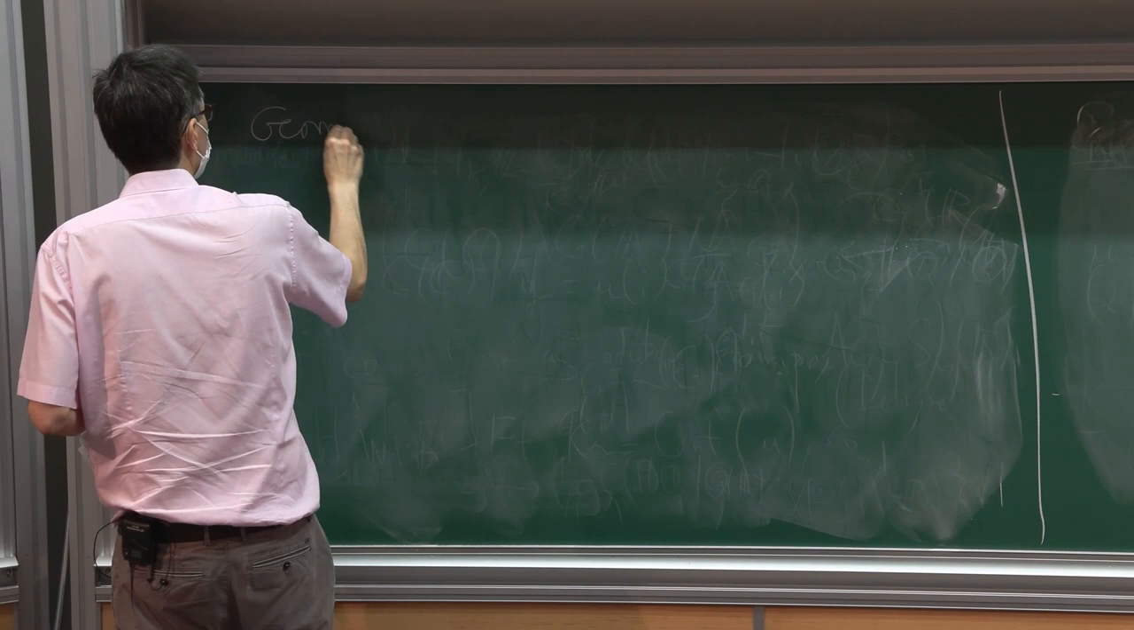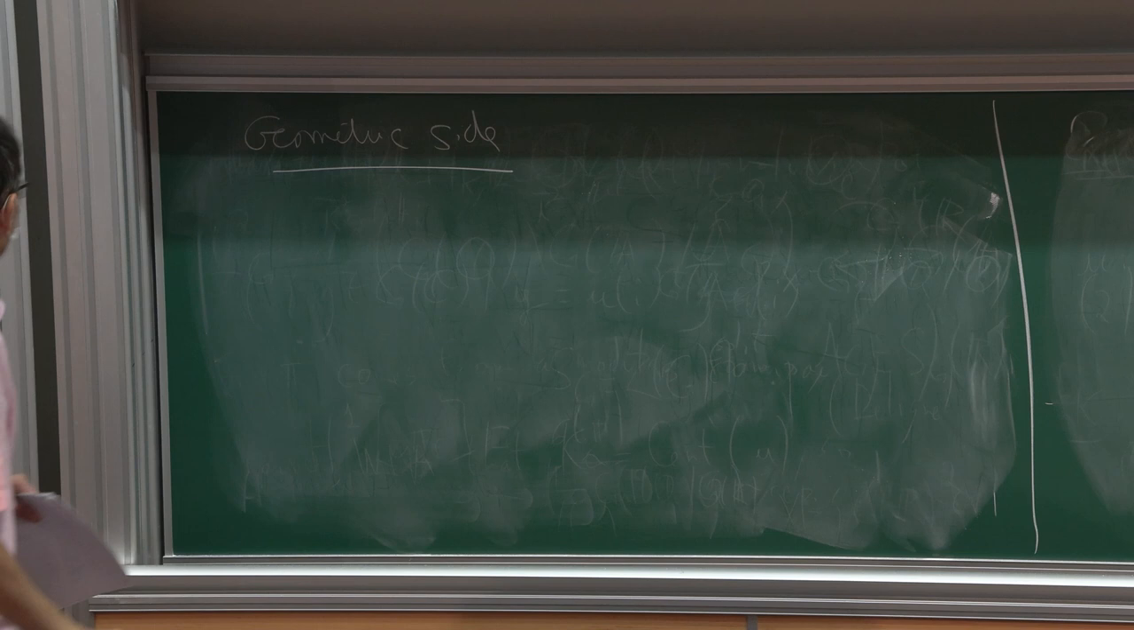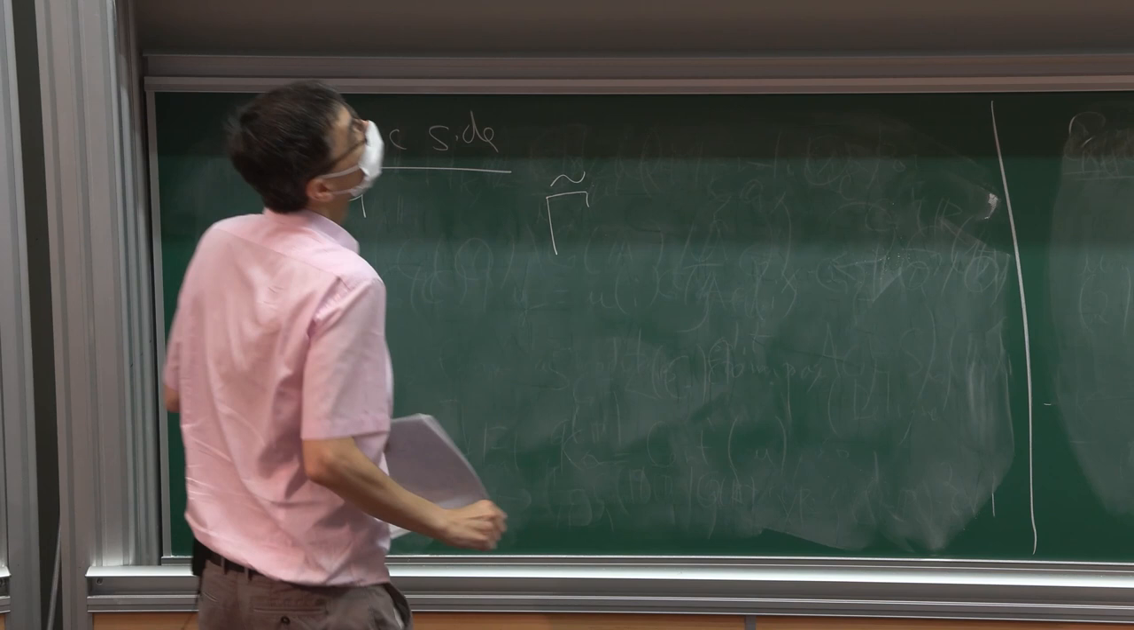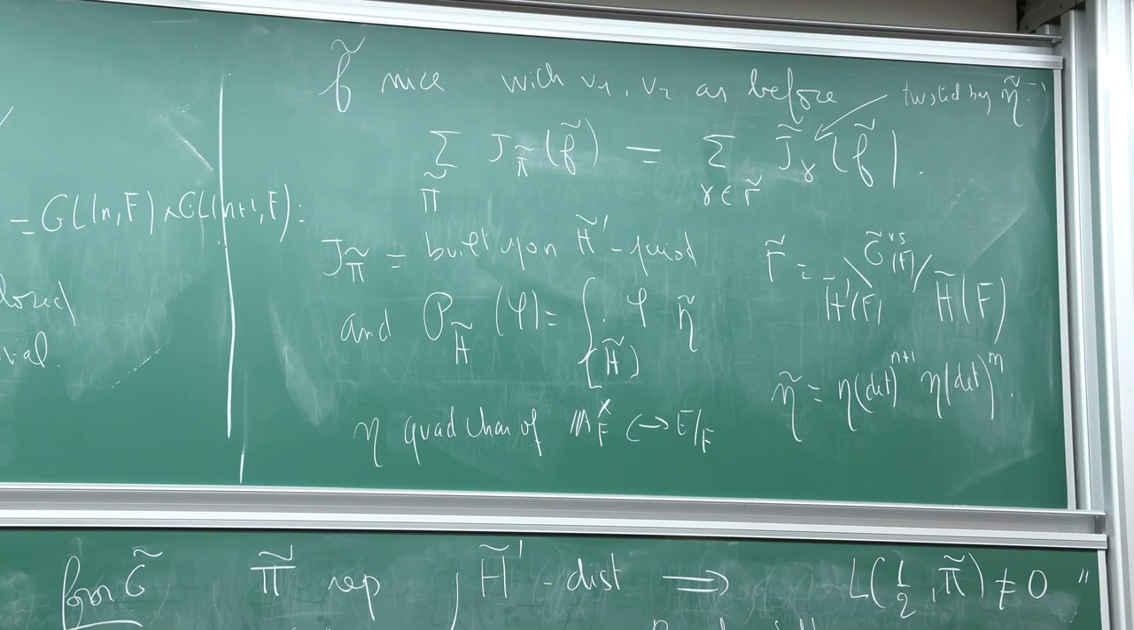Okay. Alors, on the geometric side, the first point is that we have a set of regular semisimple double classes for G, a set gamma tilde of regular semisimple classes for G tilde, and in fact, we have an injection like this.